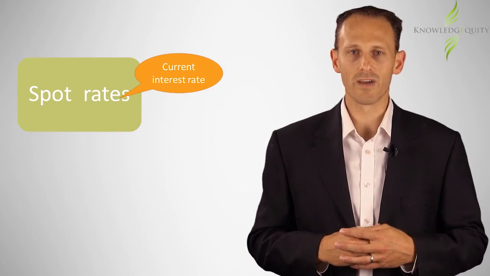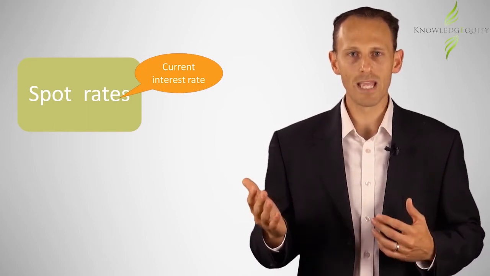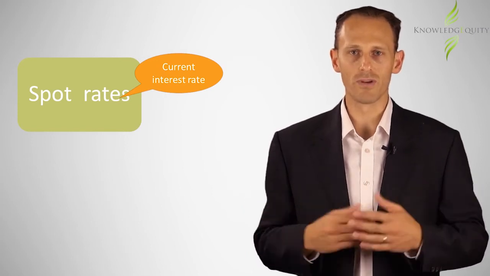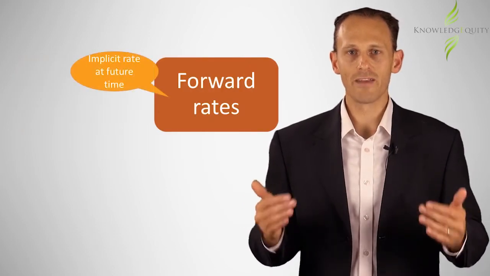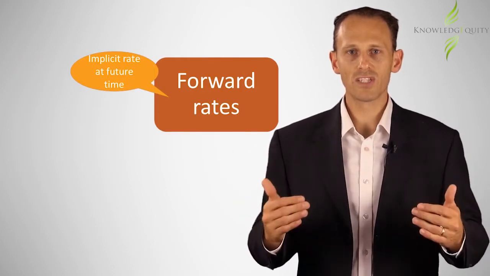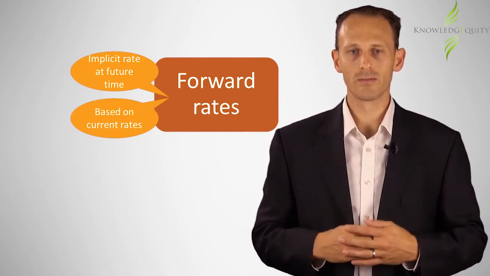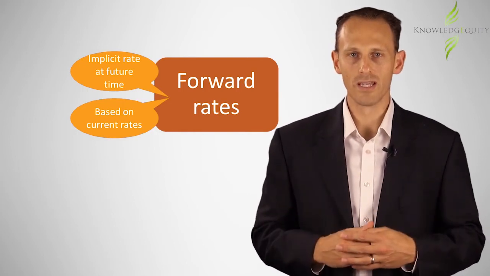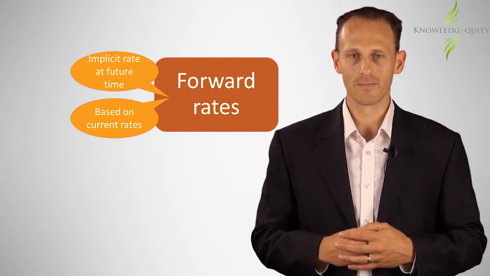Spot rates reflect the current interest rate for a particular financial instrument and maturity. For example, a 90-day bank bill rate of 4%, or a 10-year Treasury bond of 3.5%. Forward rates reflect the implicit rate at a future time, and they are based on the current interest rates that apply to set future periods. For example, a forward rate for a 1-year period starting in 3 years' time of 6.3%.